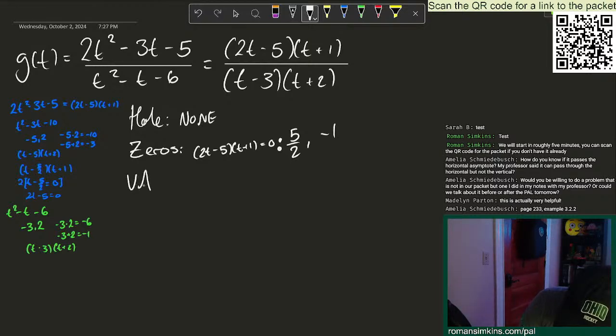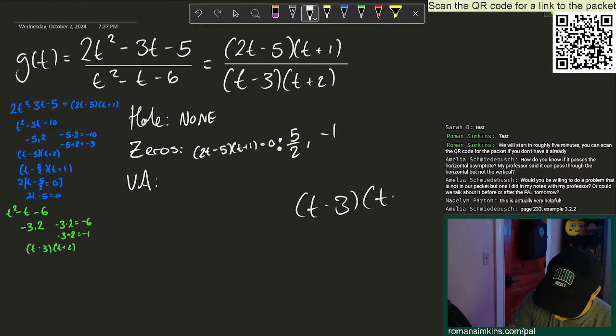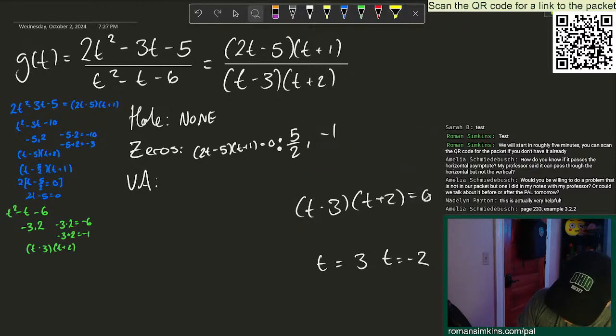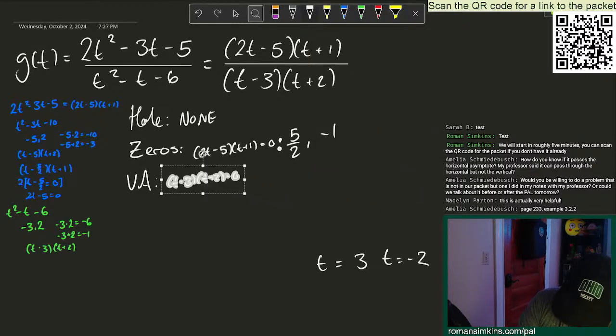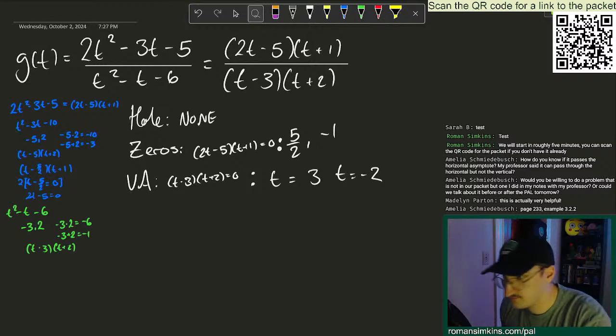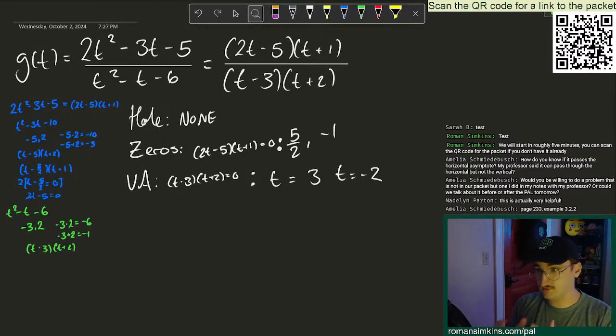Okay, vertical asymptotes, same exact game, we're just doing this on the denominator. So I set this equal to 0. Hopefully this is pretty easy. We're going to get that t equals 3 and t equals negative 2. Again, let me shrink this down to show the context of what we're doing. All I'm doing is following a list of things. If there's anything to know about this section, it's that list.